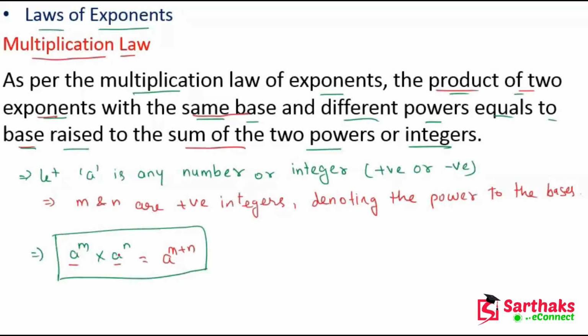Now in this case, if you observe, here we have a raised to power m into b raised to power n, and the result is ab whole raised to power m. Now if you observe this, here the base is different and the power is the same. You learned that if the base is the same and we are multiplying and the power is different, then the result is a raised to power m plus n.